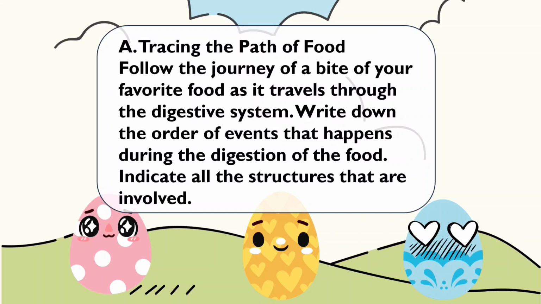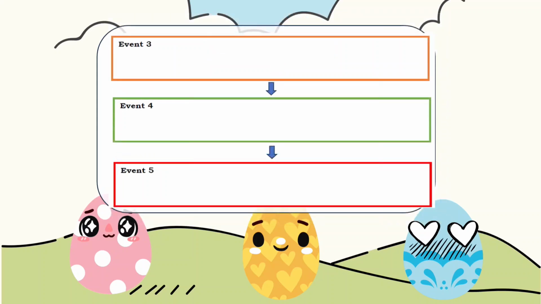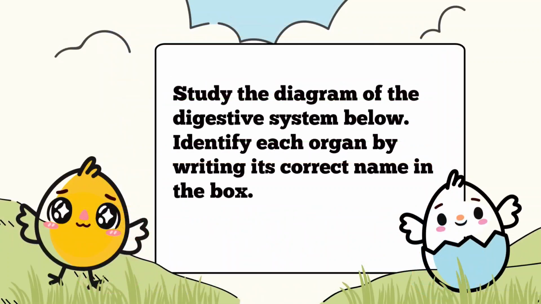Now, follow the journey of a bite of your favorite food as it travels through the digestive system. Write down the order of events that happens during the digestion of the food. Indicate all the structures that are involved. Study the diagram of the digestive system below. Identify each organ by writing its correct name in the box.